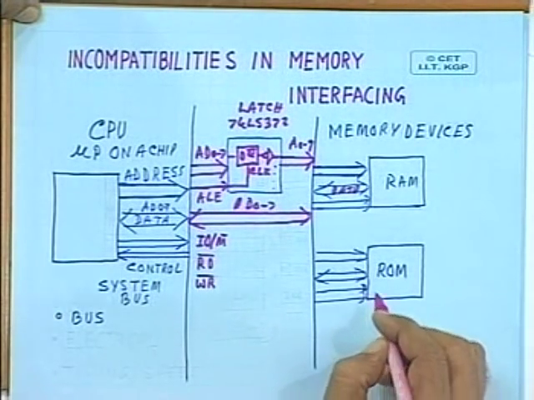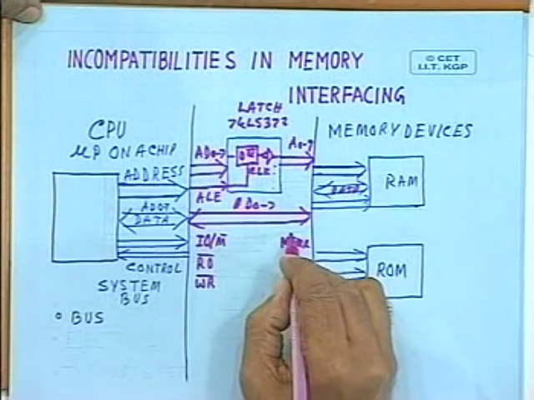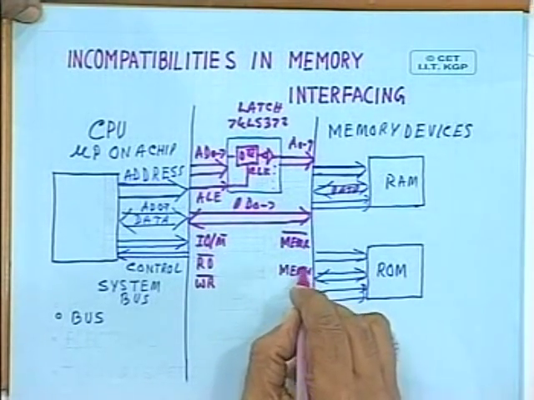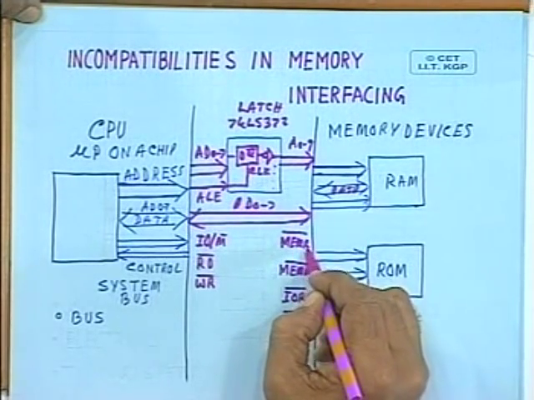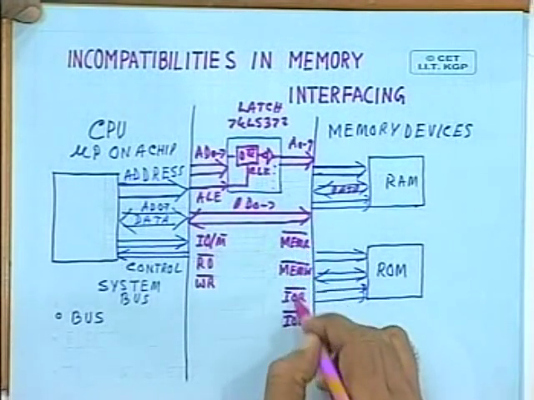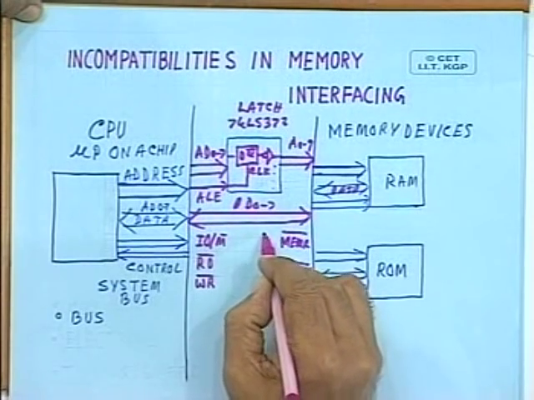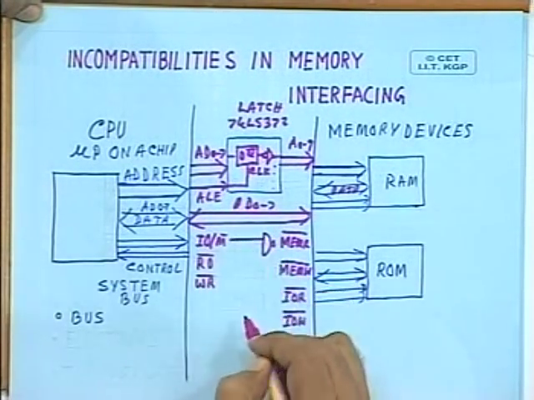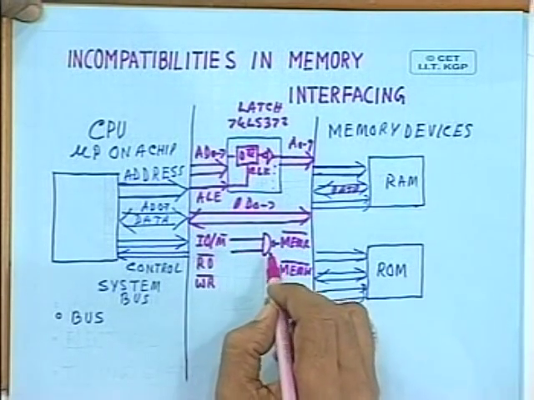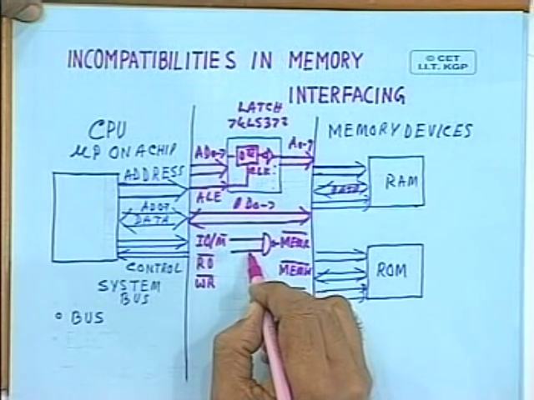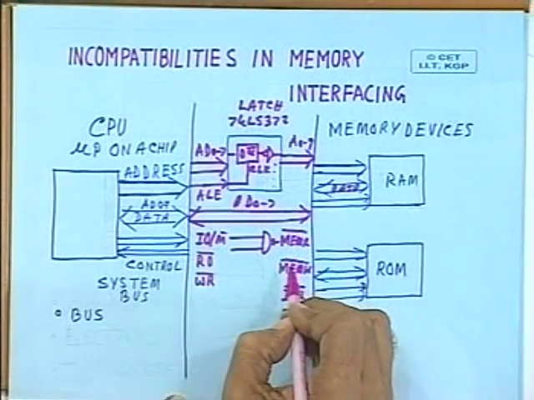Let's assume the memory devices require separate signals like memory read, MEMR, MEMW, IOR, and IOW. That means memory read, memory write, IO read, and IO write. You require the memory control signals in this form, while the CPU generates them in a different form. So you will require additional hardware. In this case, you will require some gates, say IO/M is applied here, and read is applied here to generate memory read. Whenever both of them are low, you will get a low output here. That means you will require IO/M low.